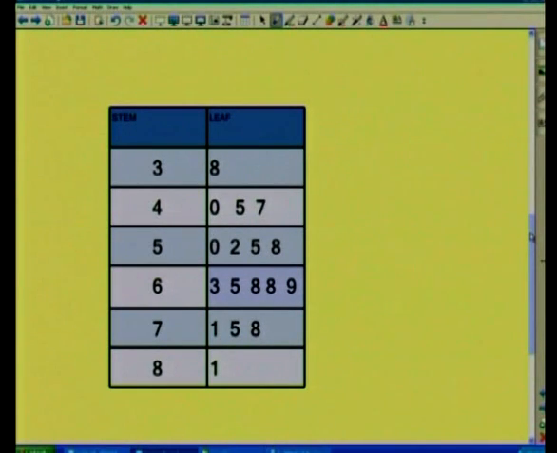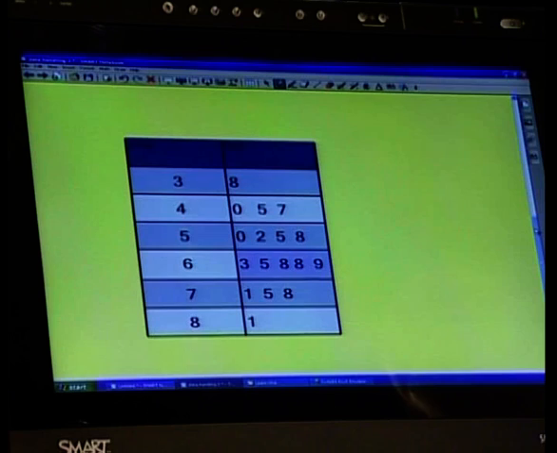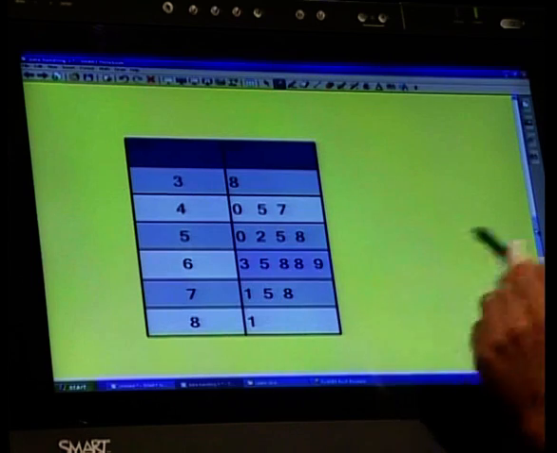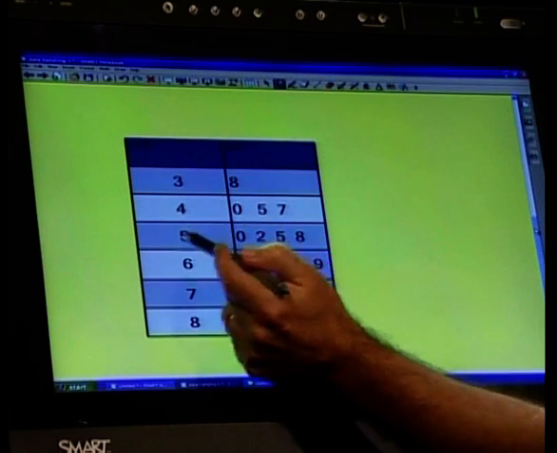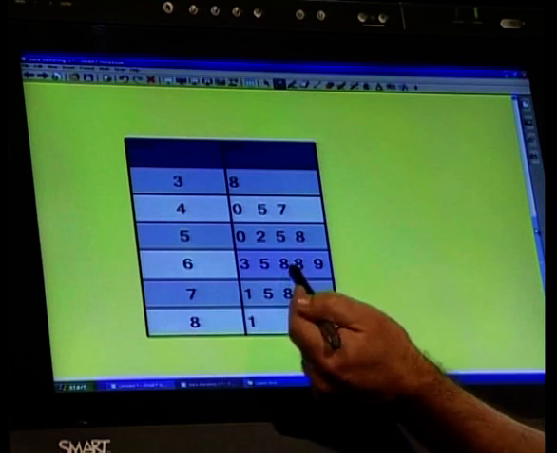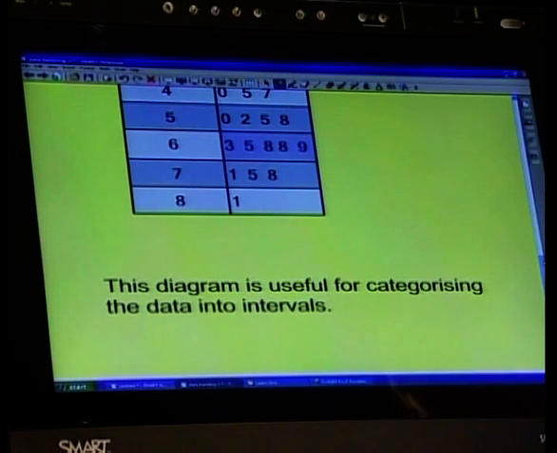So if you were reading the values off for the cycle test, you would say 38 was a value, 40 was one of the sample values we got for this test, 45, 47, 50, 52, 55, 58, 63, 65, 68, etc. This diagram is useful for categorizing the data into intervals.